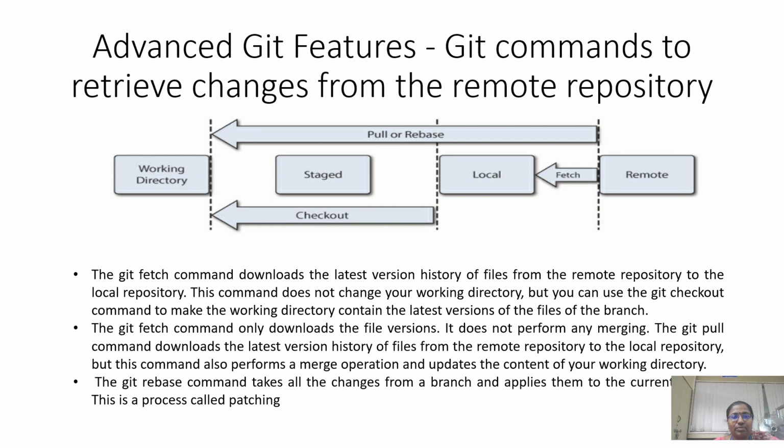The git pull command downloads the latest version history of files from the remote repository to the local repository. But this command also performs a merge operation and updates the content of your working directory. The git rebase command takes all the changes from your branch and applies them to the current branch. This is a process called patching.